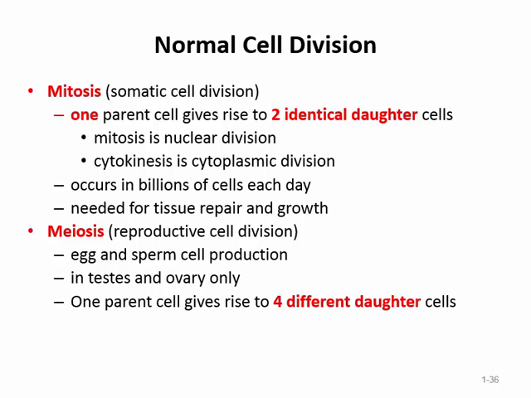In the case of the other type, meiosis, or meiosis, some people call it, you start with the same thing. 46 chromosomes. How many daughter cells are you going to produce? 4. And how many chromosomes each one is going to have? 23. Half the genetic amount.